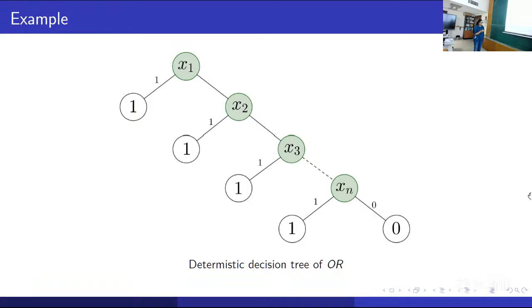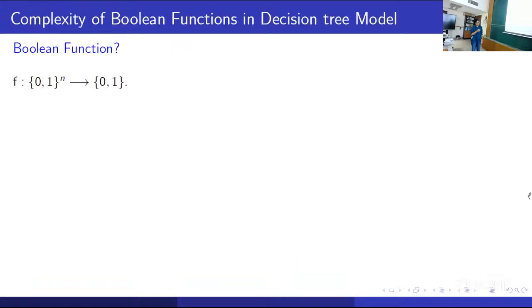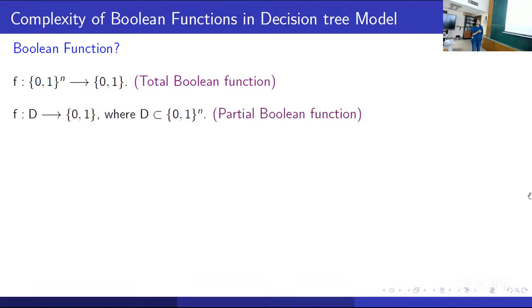So this is our model, and here is some terminology. When the function is defined on the complete domain, it is a total Boolean function. When it is defined on a partial domain, it is a partial Boolean function, and it matters a lot.